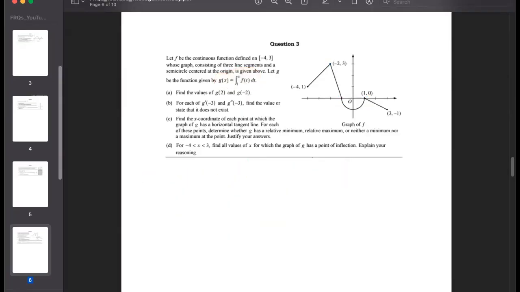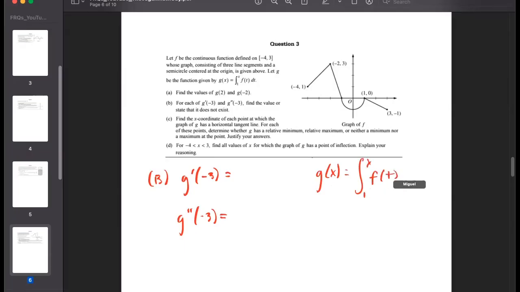All right, so part B. Find g prime of negative 3 and then g double prime of negative 3. This is where we have to really just start getting used to what this means in terms of f. Now, g prime of negative 3, before we even do that, let's go ahead and observe. We know that g of x is equal to the integral from 1 to x of f of t dt. So g prime is just going to be f of x.